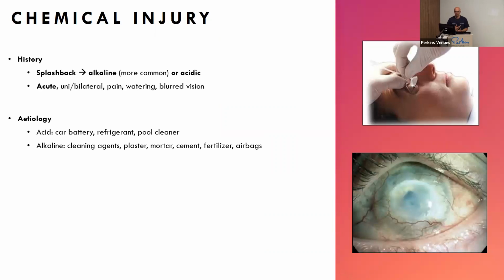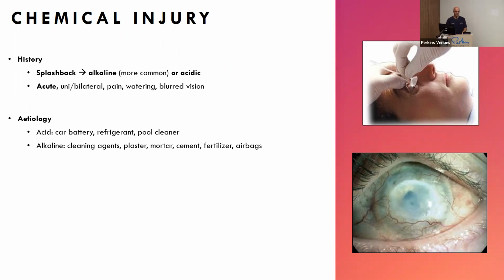So let's talk about chemical injury. Splashback is the most common thing. It can be alkaline or acidic. Alkaline is worse, and we'll talk about the causes in a moment. Like all trauma, as I've mentioned, this is an acute presentation. It can be one eye or both. Obviously, they get pain, they get watering, they get blurred vision. Those three things are common to pretty much all ocular trauma.